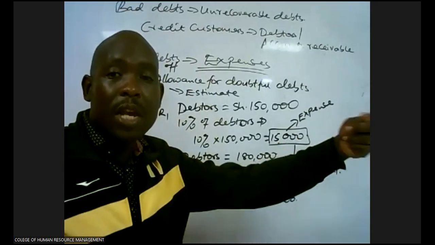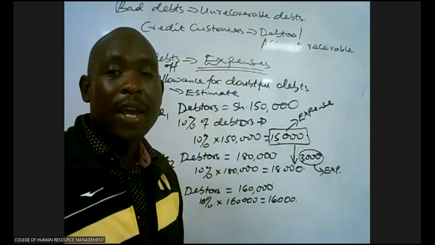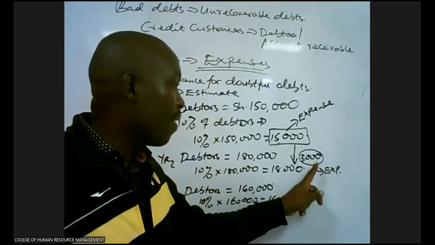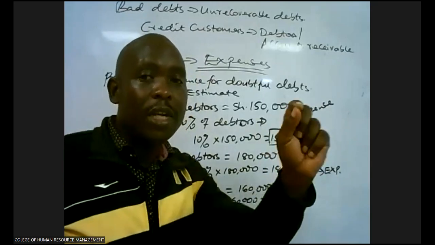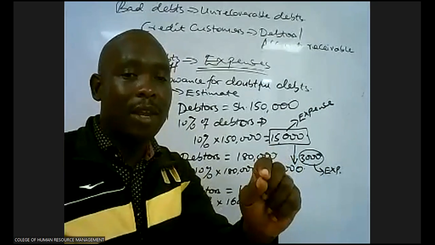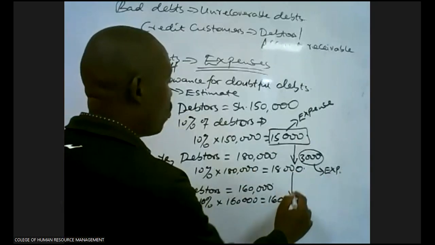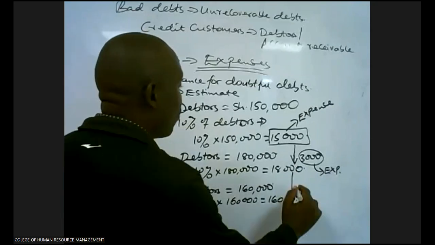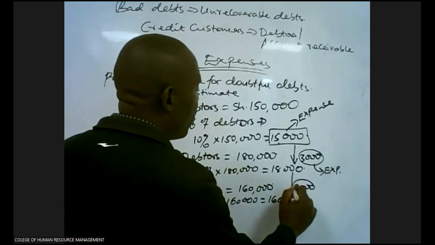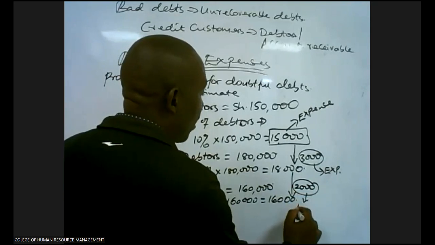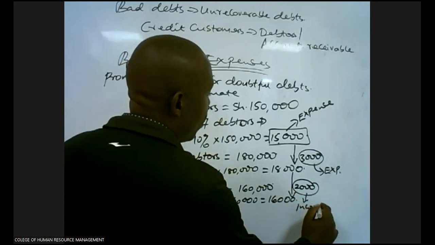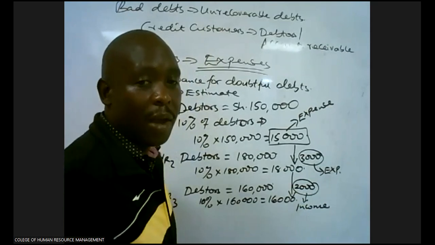In the subsequent years, you consider either the increase or the decrease. If it is an increase, the increase amount only, you take it as an expense. So when we go to year 3, it has moved from 18,000 to 16,000. This is a decrease of 2,000. This decrease, you now take it as an income. If it is a decrease, you take it as an income.